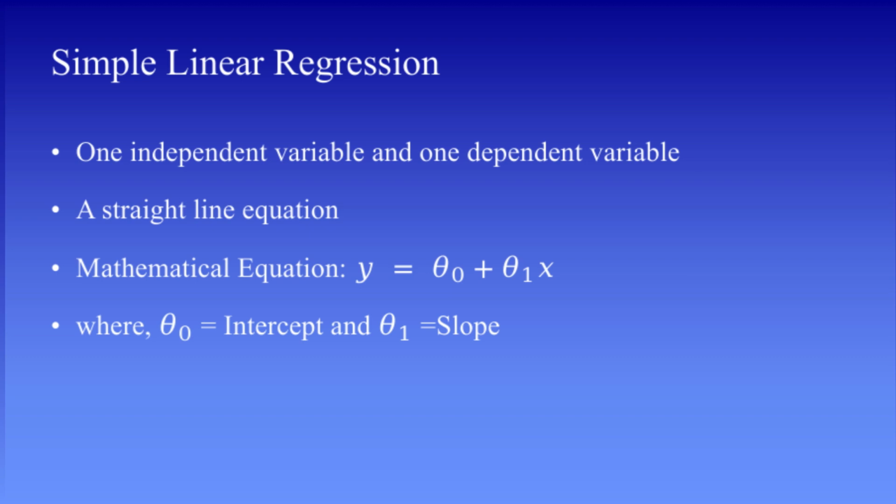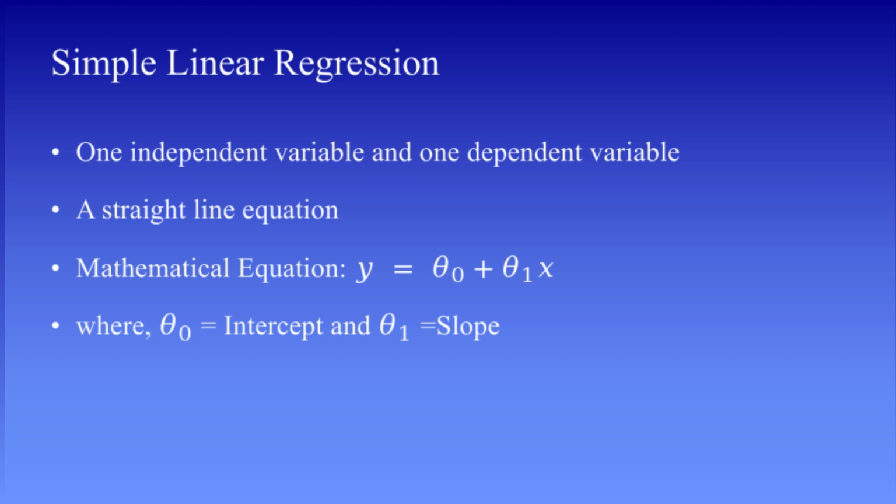This relationship is expressed using the equation y equals mx plus c. Here, y is the dependent variable, which we want to predict. x is the independent variable. m is the slope of the line, representing how much y changes when x changes. c is the intercept, which is the value of y when x is 0.